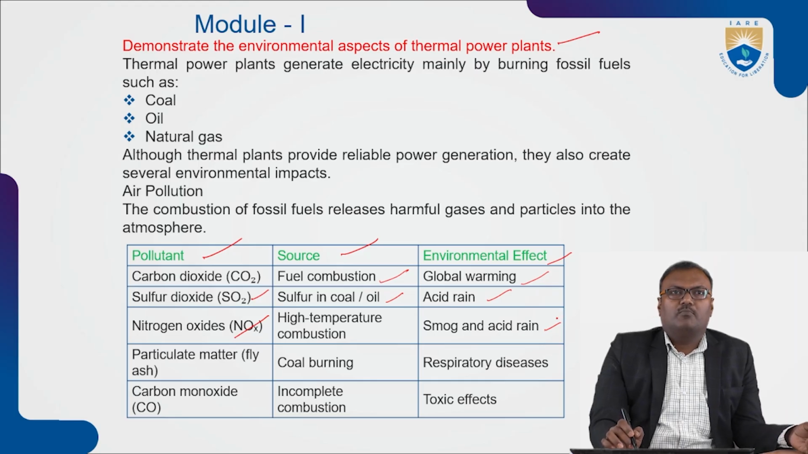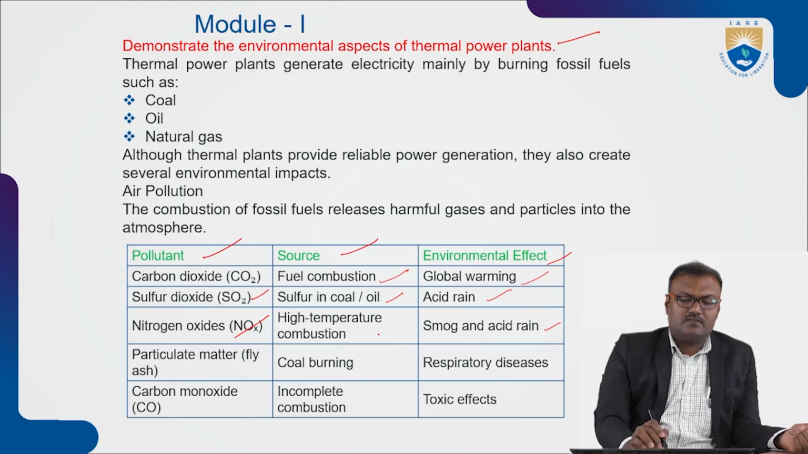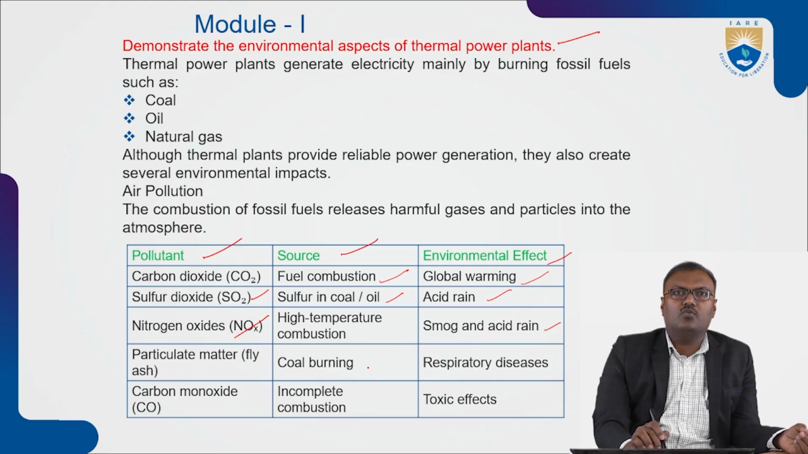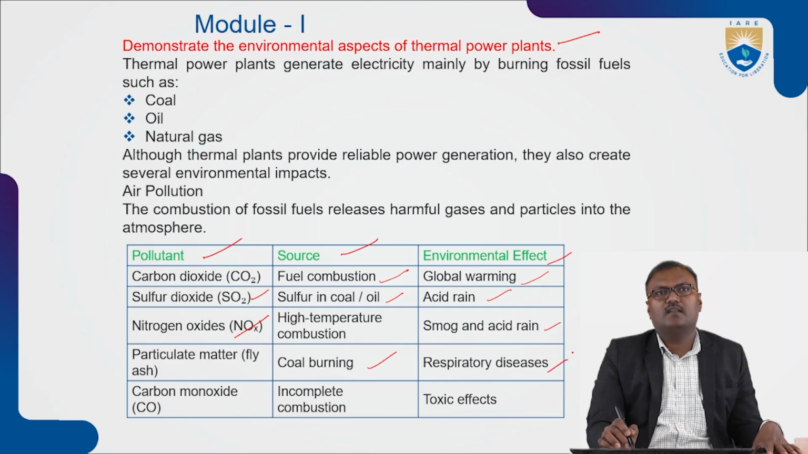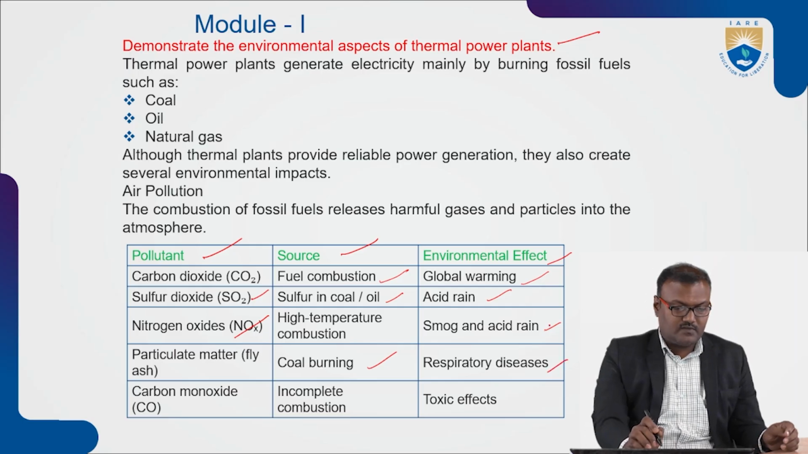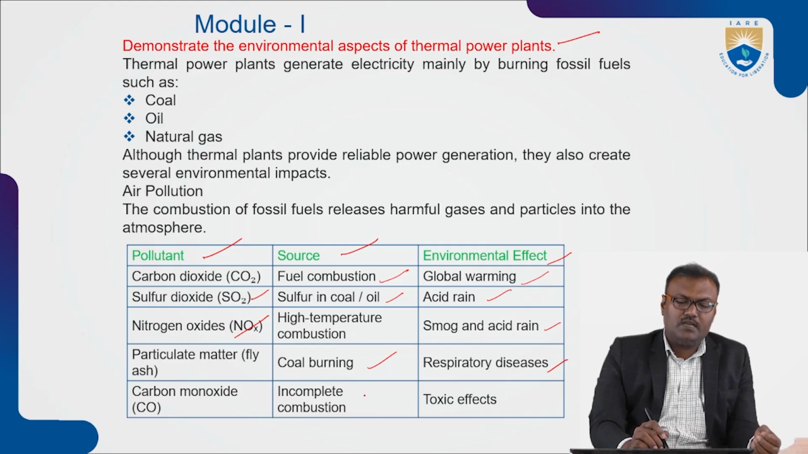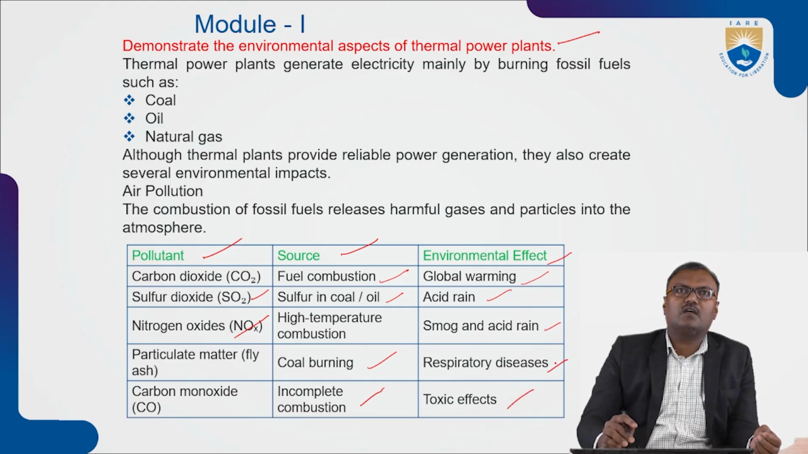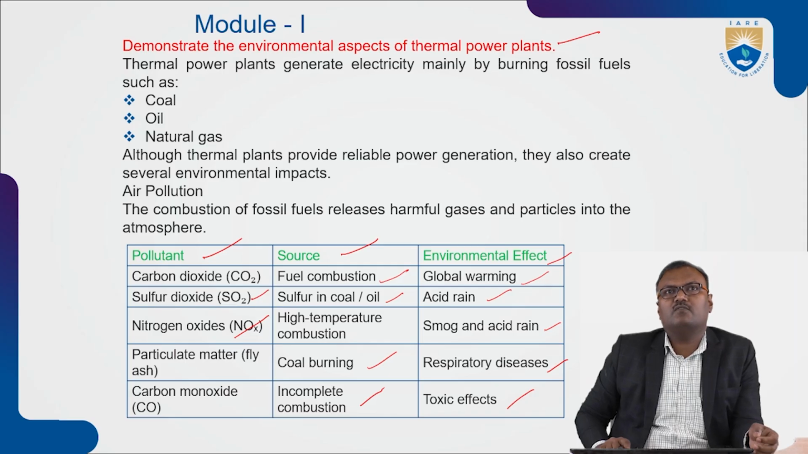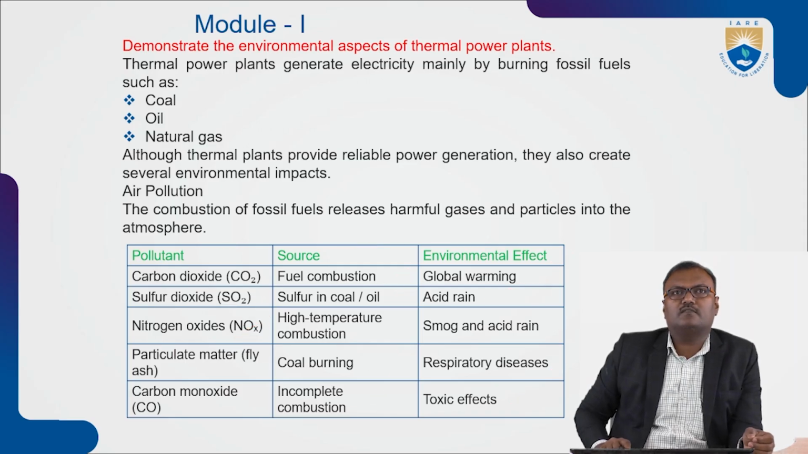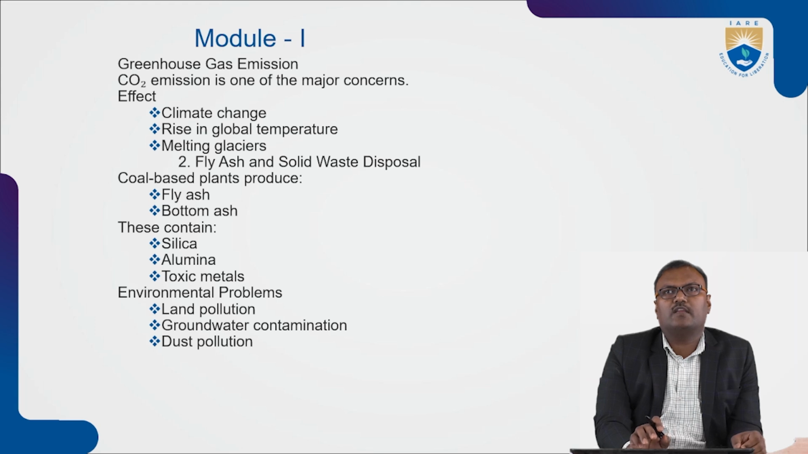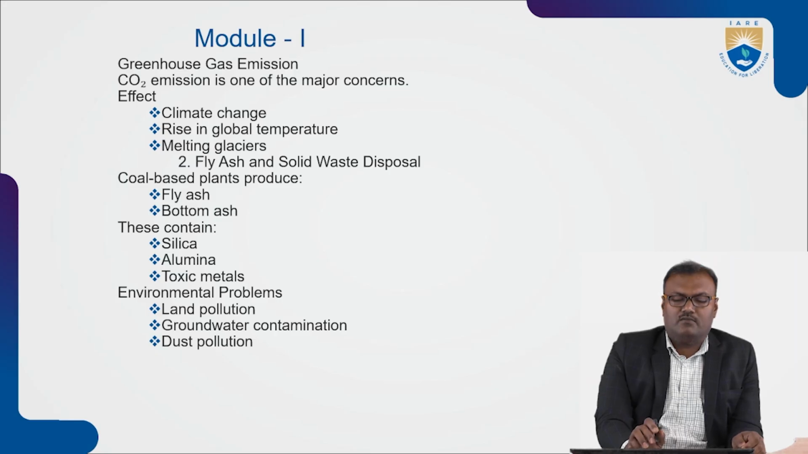And particulate matter, that is fly ash. Fly ash is due to the burning of coal, and causes respiratory diseases. And carbon monoxide. Carbon monoxide is due to incomplete combustion, and causes toxic effects. These are the environmental aspects of thermal power plants. Anyway, some precautions are taken by the power plant producers. That is, fly ash is taken care of with the help of an ash disposal system.